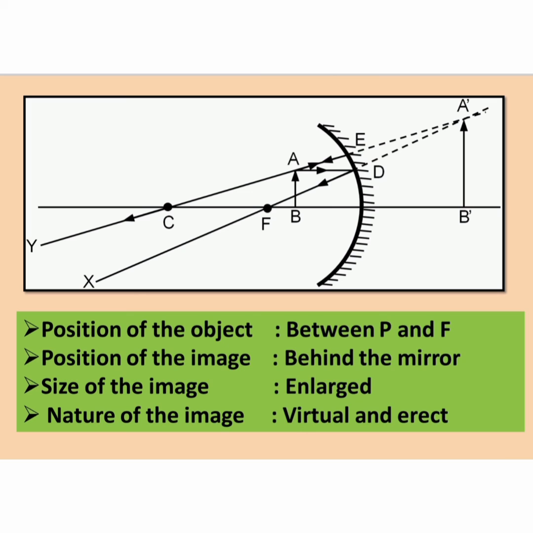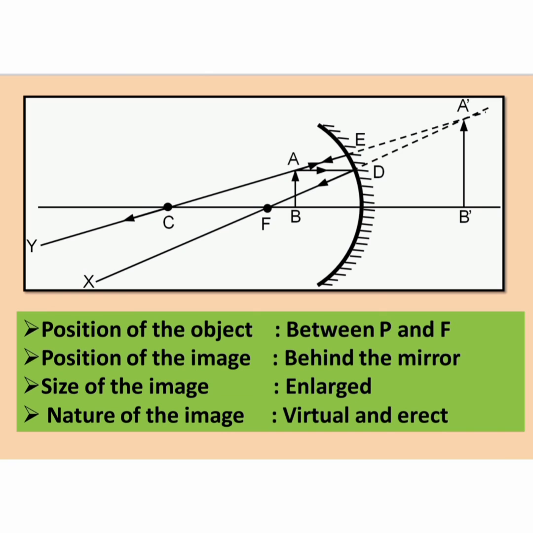Position of the object is between P and F. The image obtained is behind the mirror. When the image is obtained behind the mirror, the size of the image is enlarged and the nature of the image is virtual and erect. That's it. We have seen all the six positions of the object. We saw four key points in every position: position of the object, position of the image, size of the image, and the nature of the image. Those were the six positions of the object.